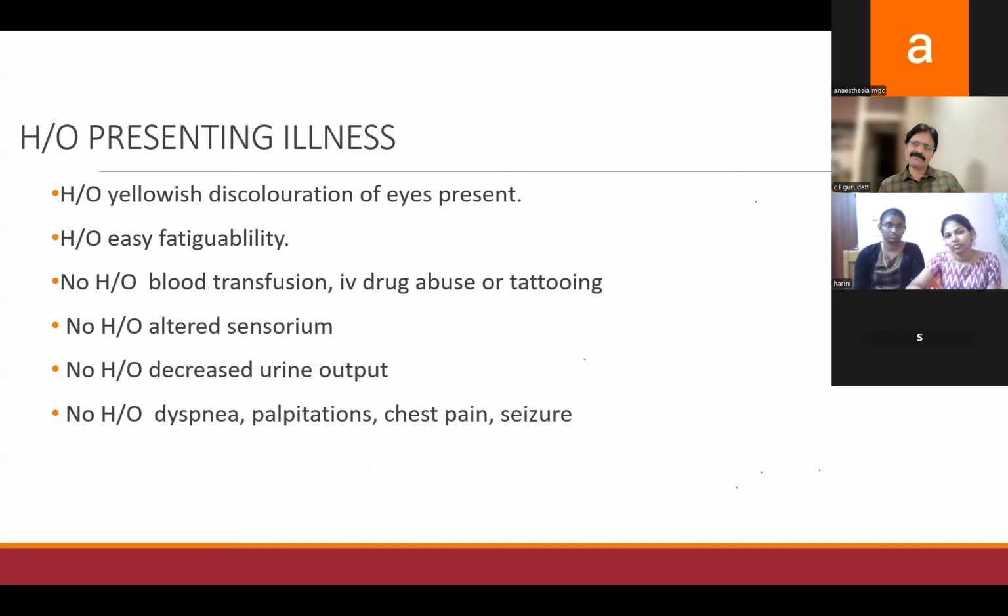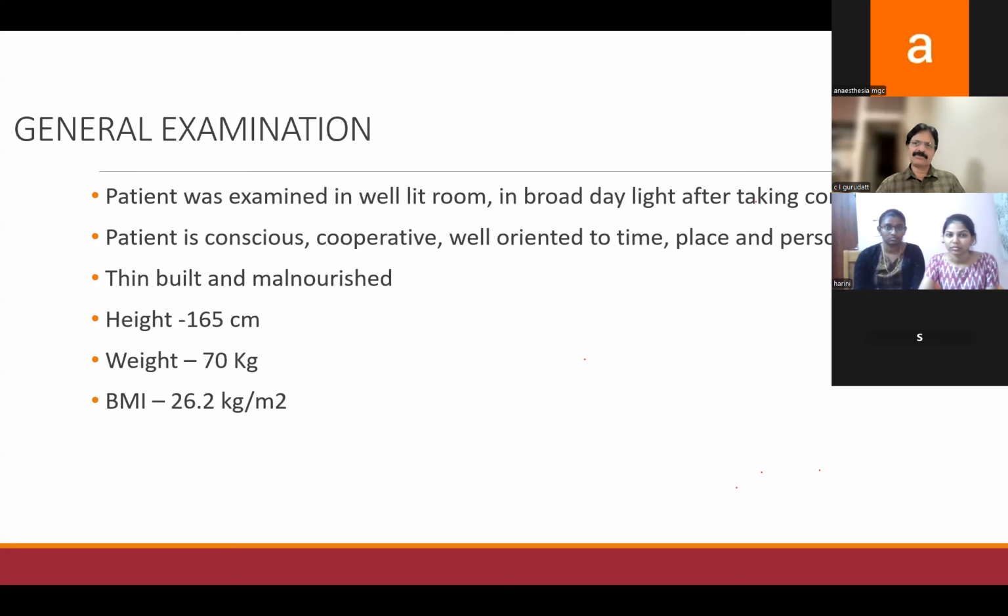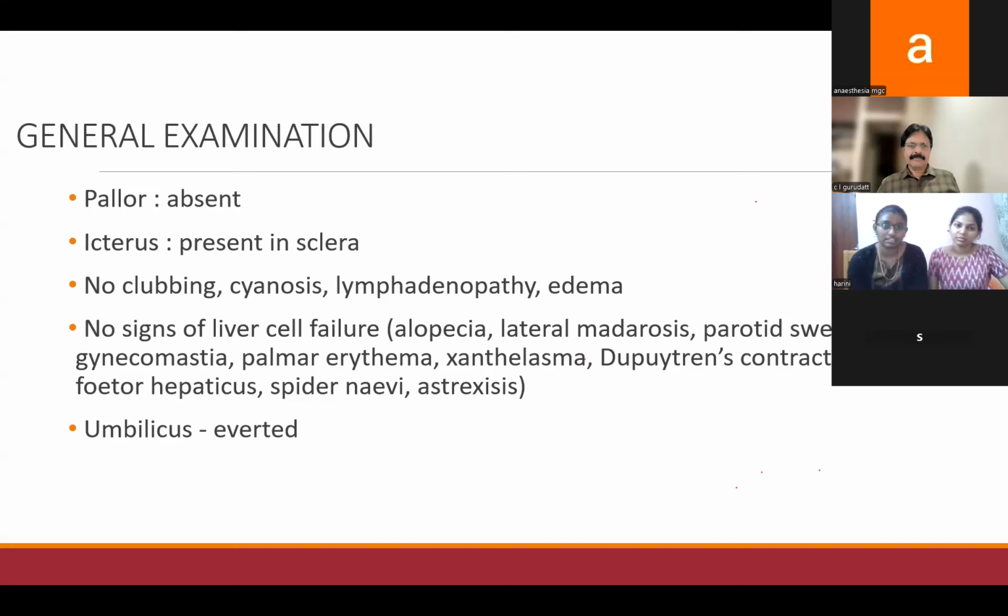Okay. So now we'll go to the examination findings and then we will discuss how to manage these patients. Just read about the examination. We'll also discuss your examination findings. General examination. Patient was examined in a well-lit room in broad daylight after taking consent. Patient is conscious, cooperative, well-oriented to time, place, and person. Thin built and malnourished. Height 165 centimeter, weight 70 kgs, BMI 26.2 kg per meter square.